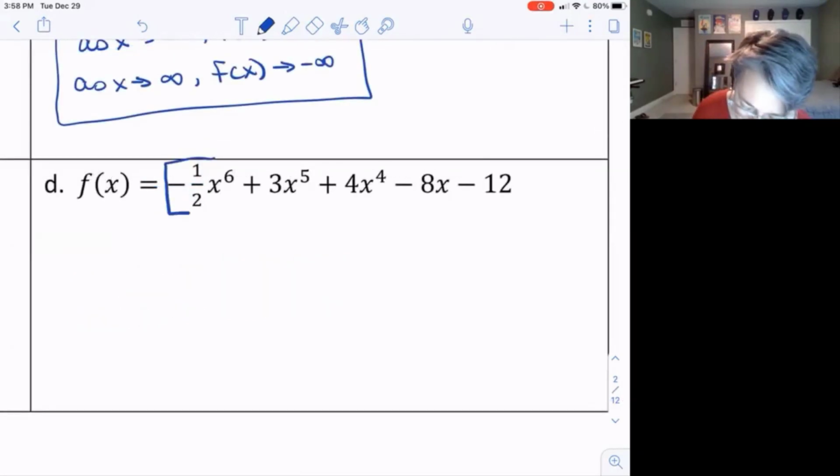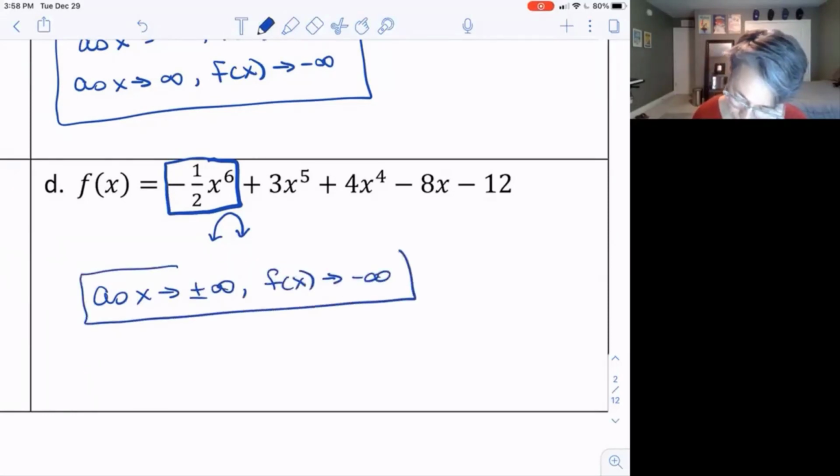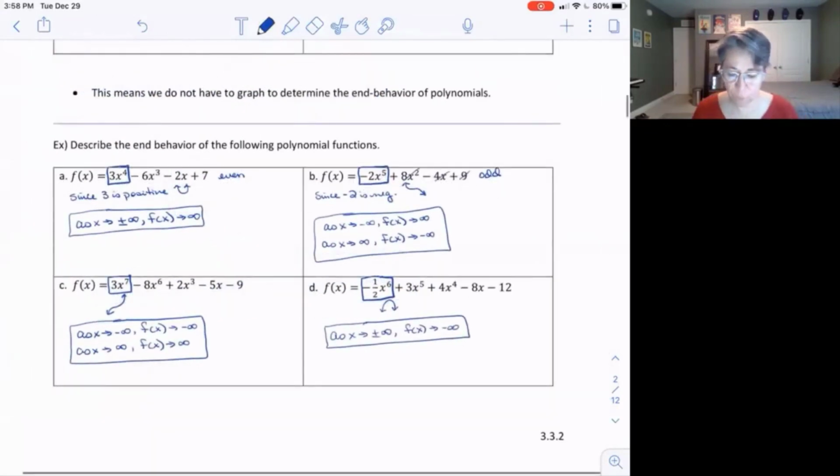And D, looking at our leading coefficient, it's even, so it'll look like an x squared. It has a negative coefficient, so that means it's going to be opening down. So as x is approaching positive and negative infinity, f of x is going down towards negative infinity. So that's it for end behaviors of the polynomials.